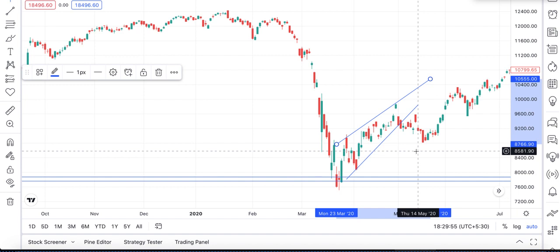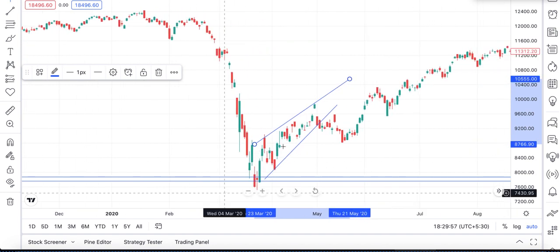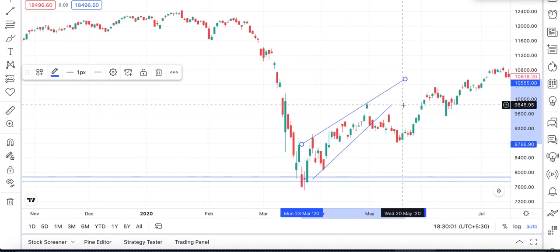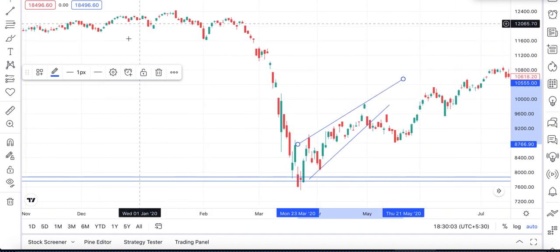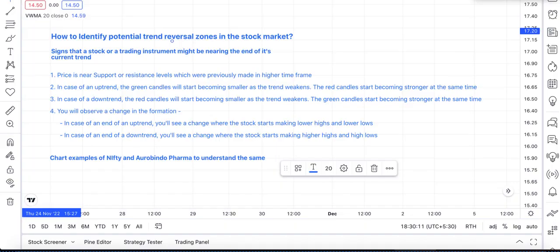and that confirmed a potential trend reversal zone over here. And from here, of course, everyone knows the good sharp rally that we saw from levels of 8,000 to 18,000 in the index, that is Nifty 50. So these are the 3 or 4 things, if you keep in mind, that will potentially help you identify trend reversal zones more accurately.